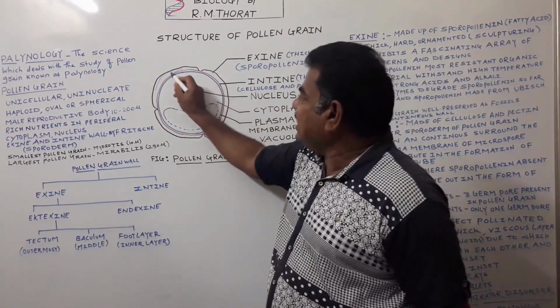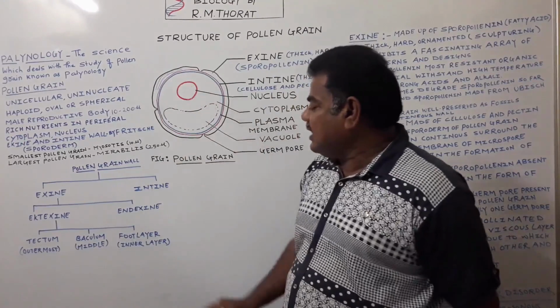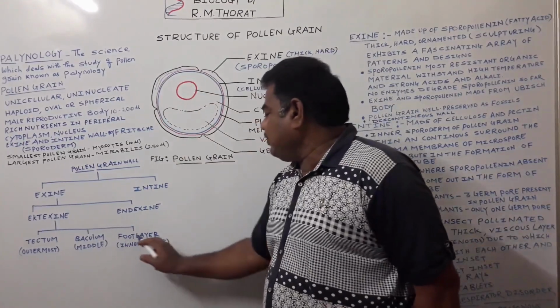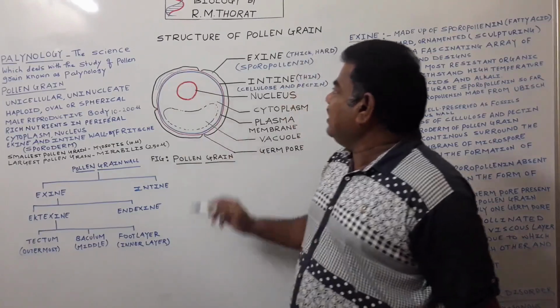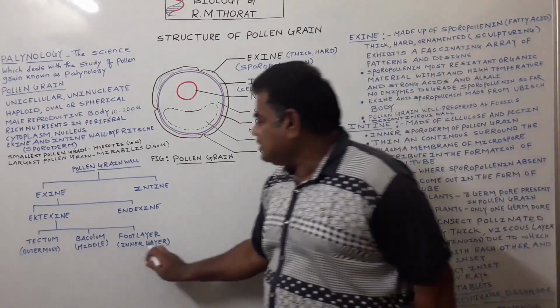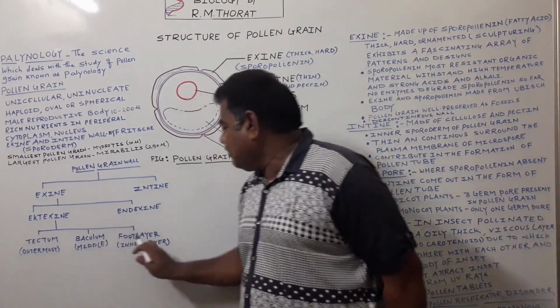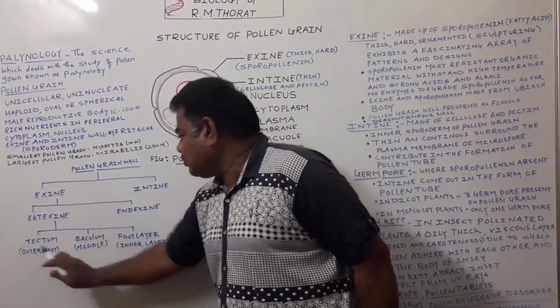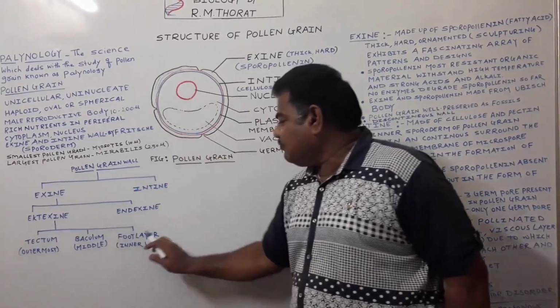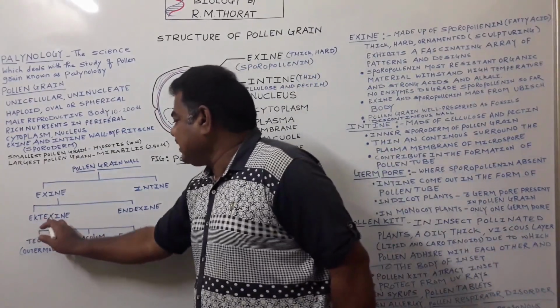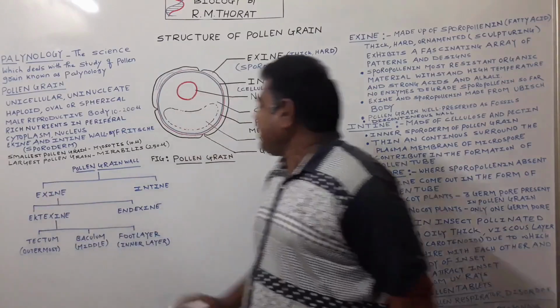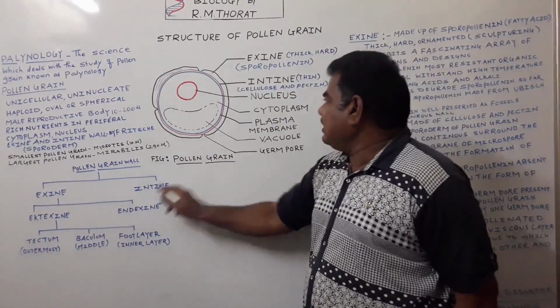This exine gets differentiated into these layers. And the innermost layer, we call it a foot layer. Means this exine gets differentiated into three layers: tectum, baculum, and foot layer. Tectum, outermost layer; baculum, middle layer; and foot layer, the inner layer. These form the exine. It is a part of what? Exine. And the second, we call it what?